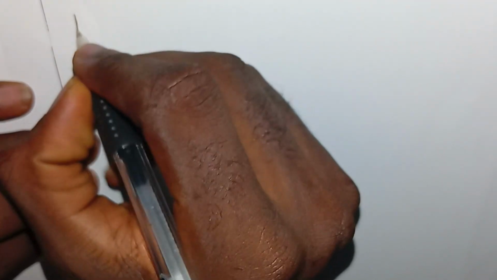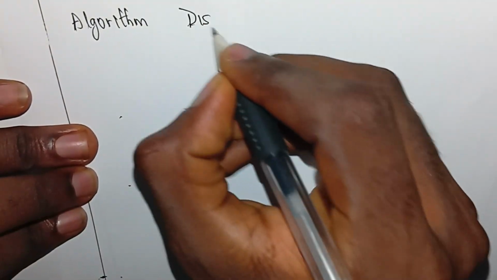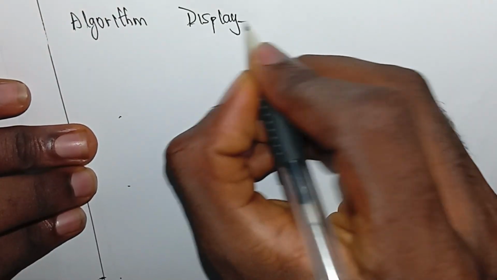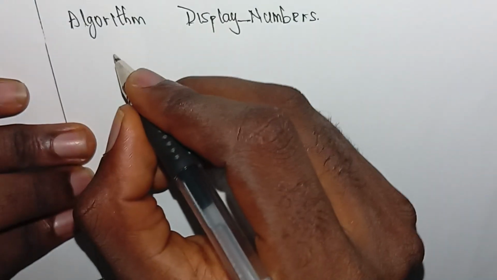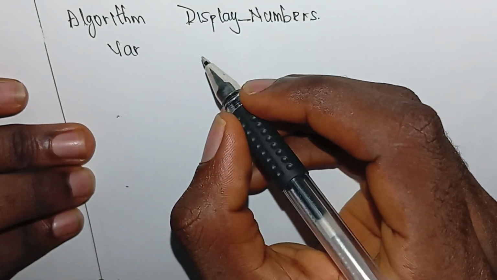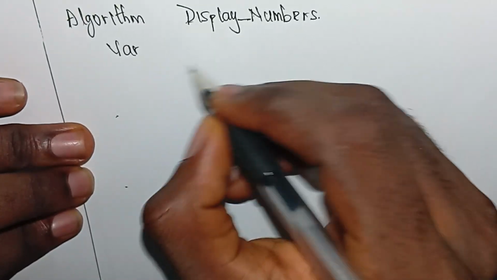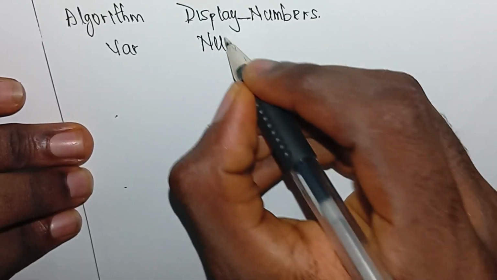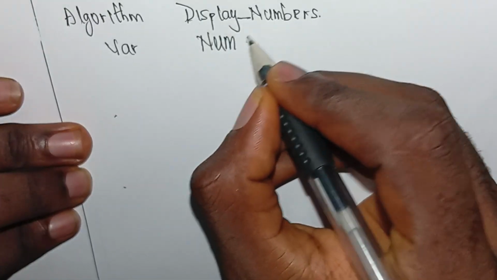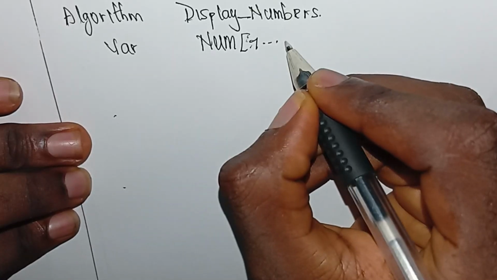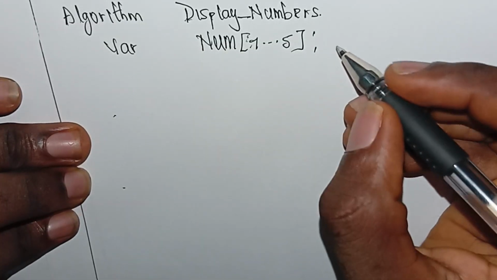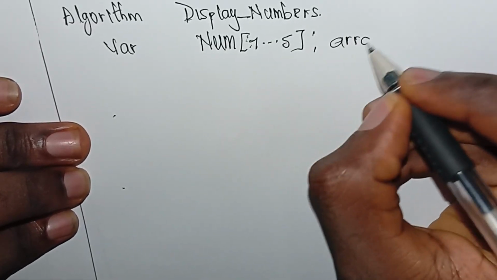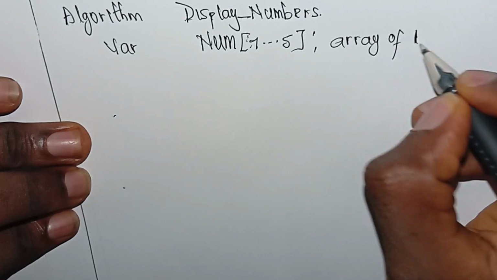So let's call our algorithm display numbers. The next thing we want to do is our variable. The variable we are going to be using here is an array, and this is how you define an array. The first thing is the array name. Let's call our array num, followed by the size of the array, 5. But well, this could be n or any number. Now, what is our array going to store? Array of integer.